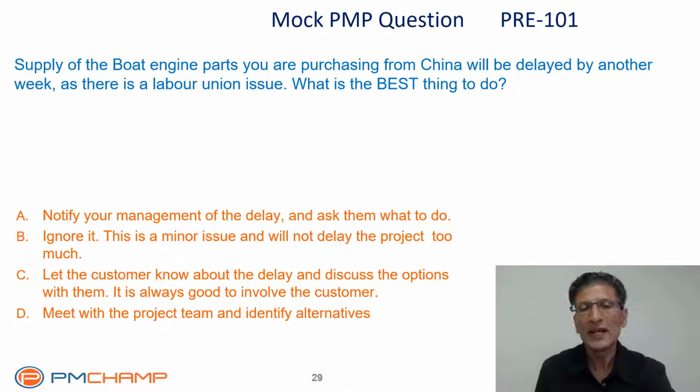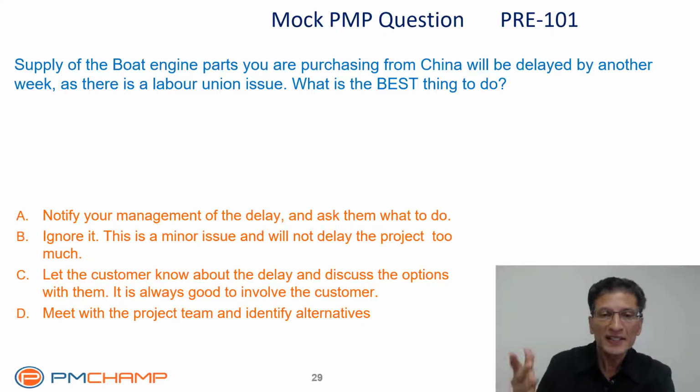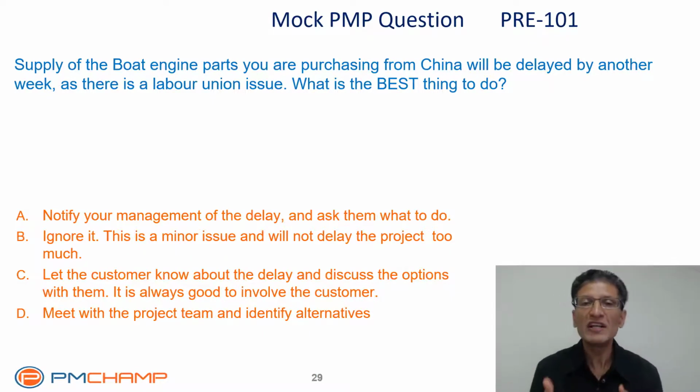Why didn't you think, if for some reason this China supplier is unable to supply the parts, what will we do in that situation? Why didn't you plan for a contingency like this? Why do you have to sit today and discuss the alternatives? That is the problem here. So even though D looks the best here, it is really not the best.